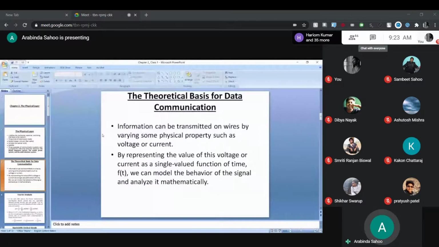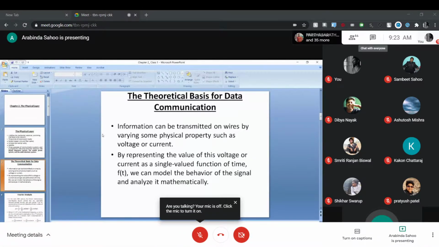So if any physical property changes with respect to time, this is basically known as a signal. It can be mathematically represented as a function of time, or you can say by representing the value of this voltage or current as a single valued function of time, f of t. And this is known as a signal.